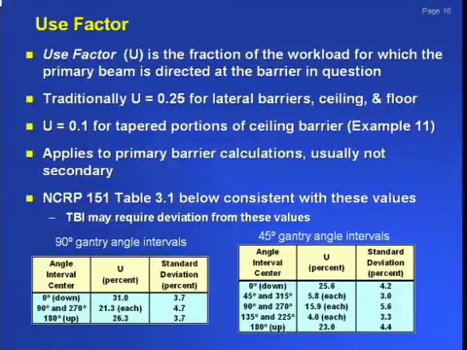But traditionally, we have always used a use factor of 0.25 for all your lateral barriers, your ceiling, and your floor. For what we call the tapered ceiling area, in other words, the edges of your ceiling out toward your adjacent walls, you can get by with a use factor of 0.1 because you really don't have a 0.25 use factor directed at any particular point along that ceiling. These apply to your primary barrier calculations, not your secondary.